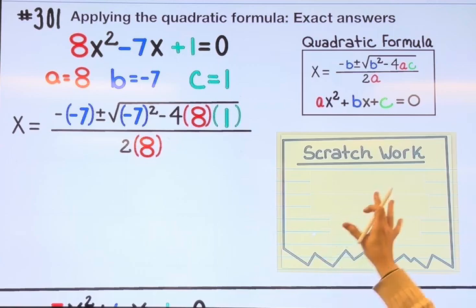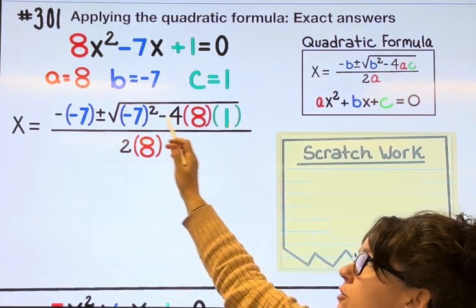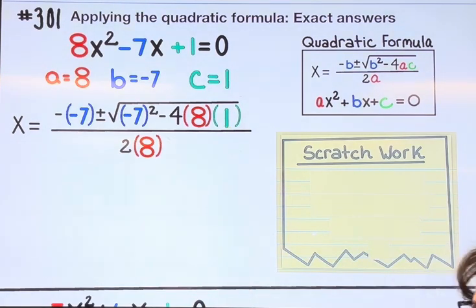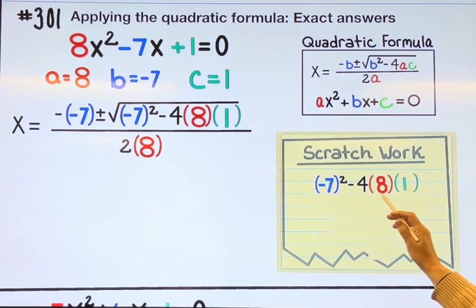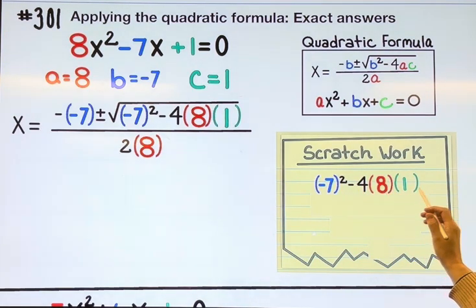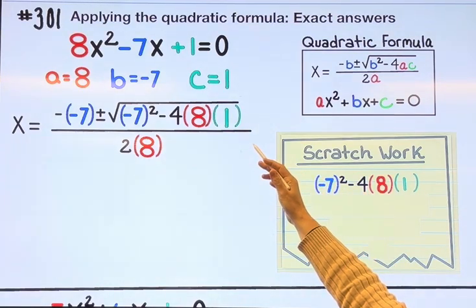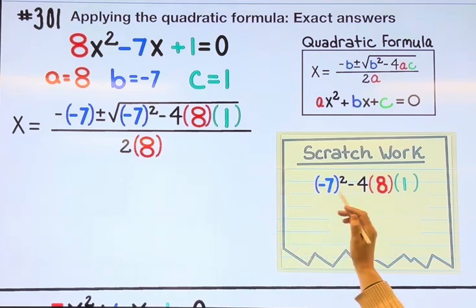Then you might want to do a little scratch work off to the side to just find the answer to what's underneath your square root. Vocabulary: that's called your radicand. So I'm grabbing the -7 squared minus 4ac. In a quadratic, it's also called your discriminant. So sometimes you'll refer to this answer as your discriminant.